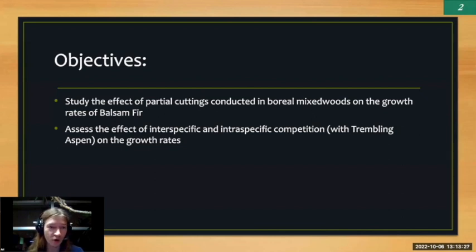My objective of the study is to study the effect of partial cuttings in boreal mixed woods on the growth rates of balsam poplar, and also to assess the effect of interspecific and intraspecific competition with trembling aspen as hardwood species, which is commonly growing along with balsam poplar in boreal mixed woods, and to assess its effect on the growth rates of fir.